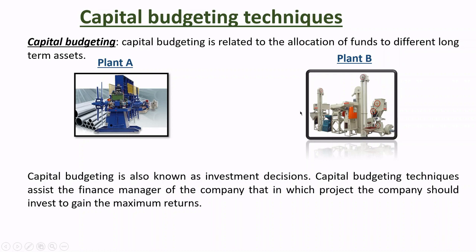Now how can the firm decide in which plant the company should invest, either in plant A or in plant B? For that, there should be some basic techniques or methods on the basis of which the finance manager of the company can decide in which plant the company should invest. Because capital budgeting is related to investments, it is also known as investment decisions.